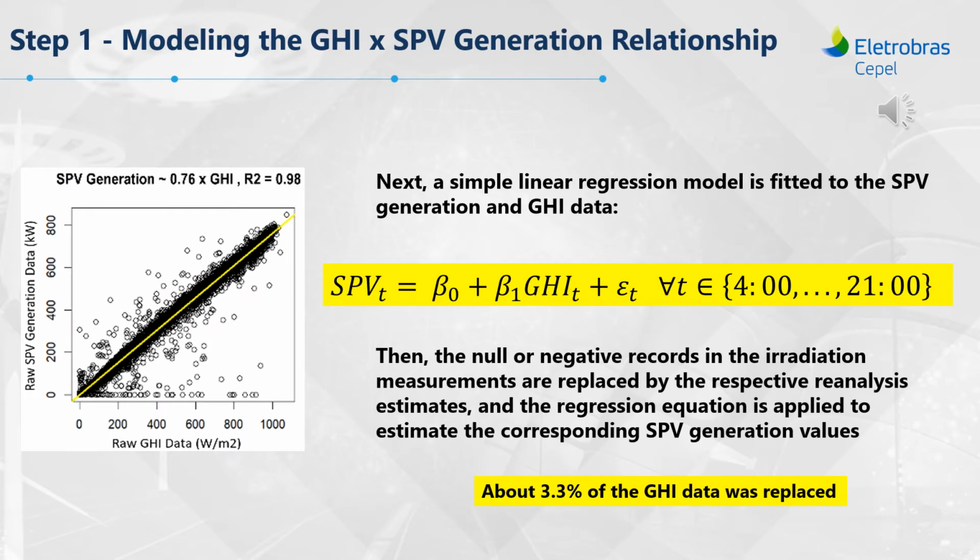Next, a simple linear regression model is fitted to the SPV generation data and GHI data. Then, null and negative records in the radiation measurements are replaced by the respective reanalysis estimates, and the regression equation is applied to estimate the corresponding SPV generation values. About 3% of the GHI data was replaced.